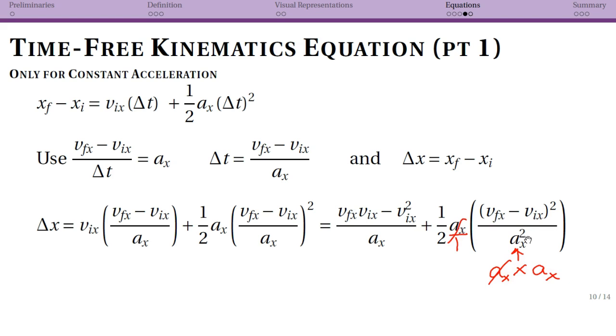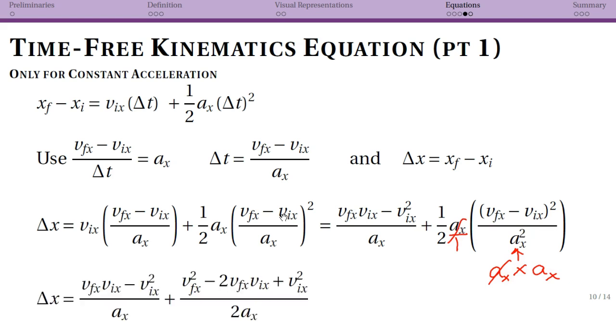So the next step then is to have nothing's changed on this first term, but now I've pulled in that 2, so this 2 has become down there, and this has gone away, leaving me with one acceleration term on the bottom. Okay, so it's not great yet, but we're a little bit closer.